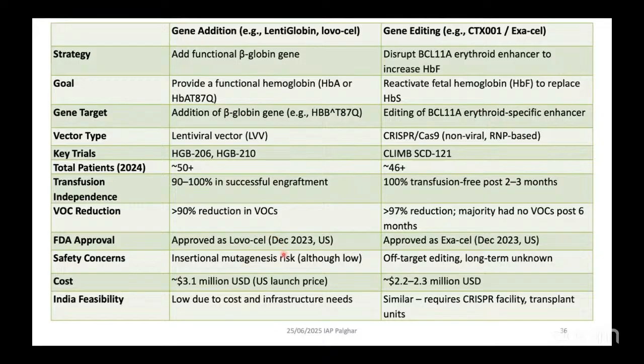The only issue is the cost. Cost is around 3 million US dollars, which is actually not within the reach of Indian patients. Gene editing has already been started at CMC Vellore for hemophilia patients and they have shown good results. They treated 5 patients with hemophilia and found that all 5 patients are now free of bleeding manifestations.